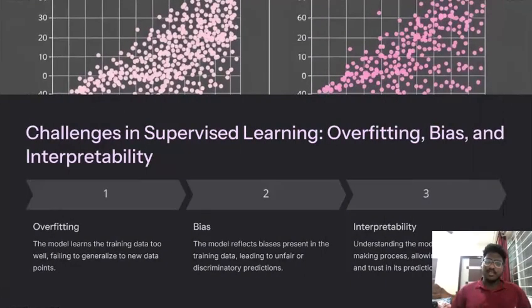There are different kinds of challenges in supervised learning. Some of them are overfitting, bias, and interpretability. Overfitting: the model learns the training data too well, failing to generalize to new data points. Bias: the model reflects bias present in training data, leading to unfair or discriminatory predictions. Interpretability: understanding the model's process, allowing trust in its predictions.